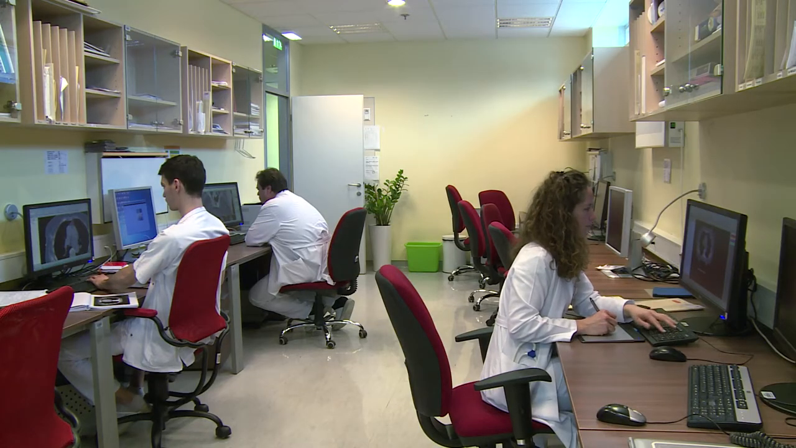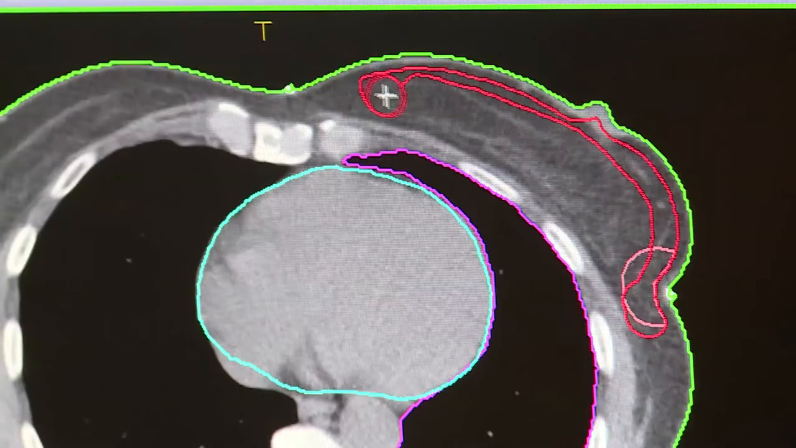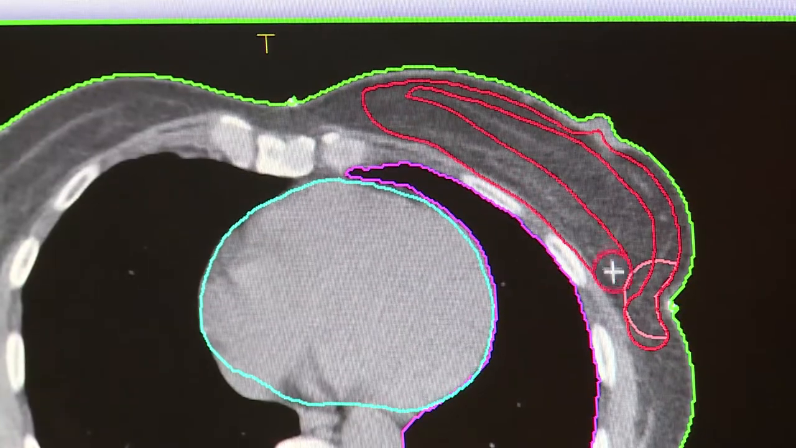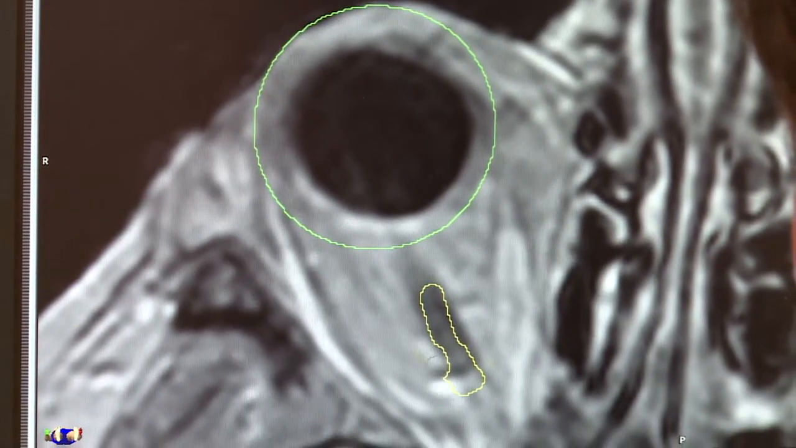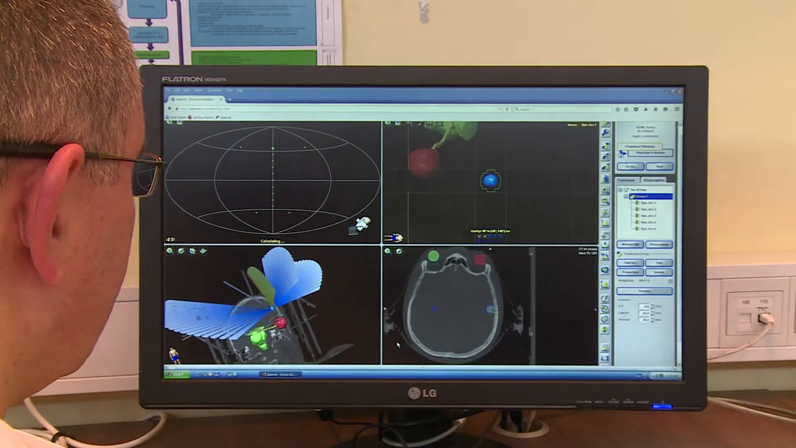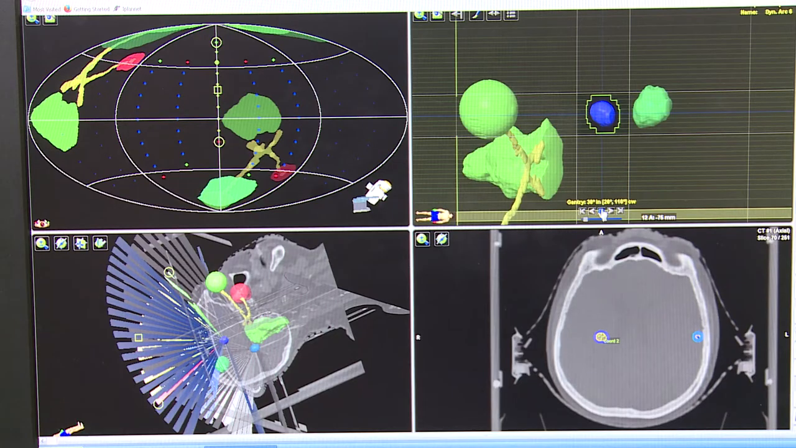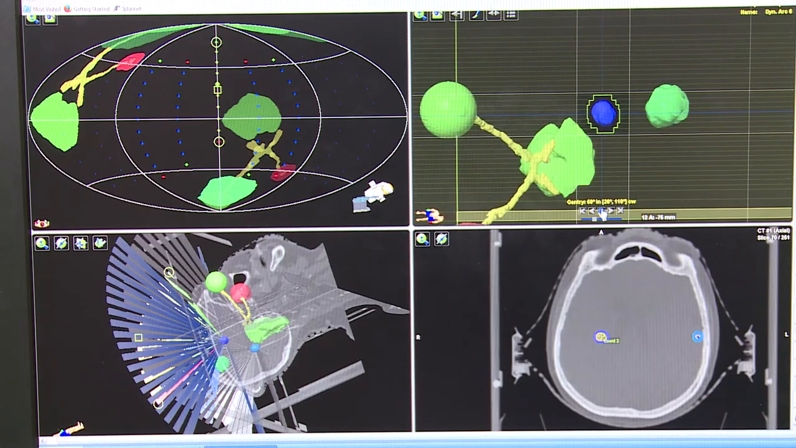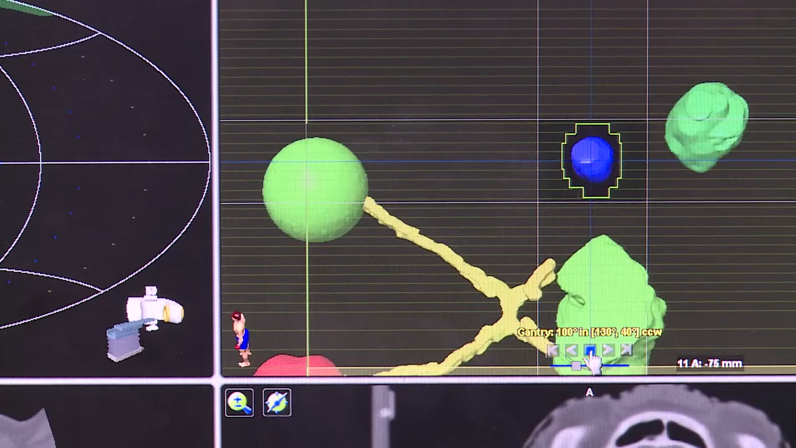Those images are used by radiation oncologists to contour the tumor location as well as the critical organs that should be spared during treatment. This information is then transferred to medical physicists, who prepare a treatment plan. In this stage, they decide the directions, shapes and intensities of the radiation beams that will be used during treatment.